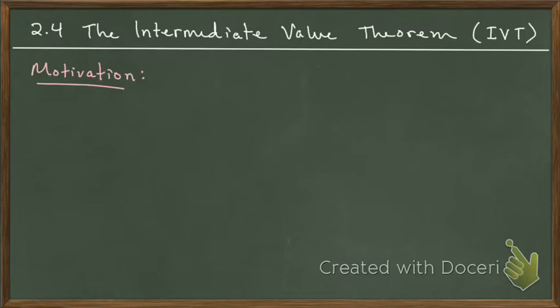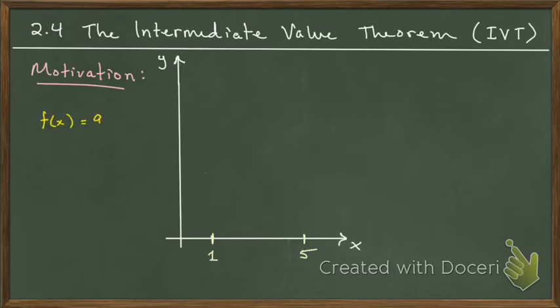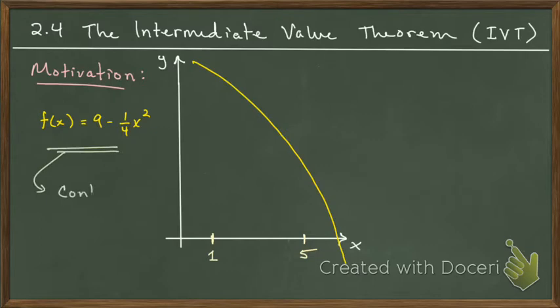Say you have some function here. Let's actually use the function f of x is 9 minus 1/4 x squared, and I've got two x values here, 1 and 5. I want to point out that this function is a quadratic, and therefore we know that it's continuous on the real line, from minus infinity to infinity. And I've tried to sketch it in there a little bit.